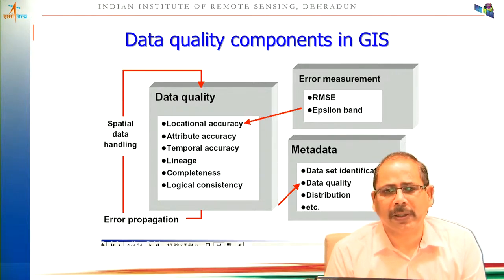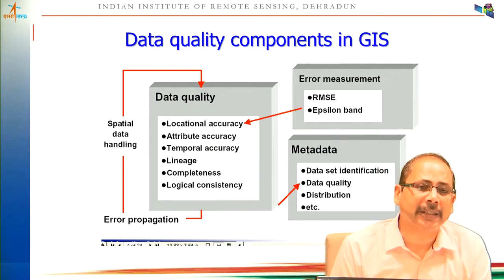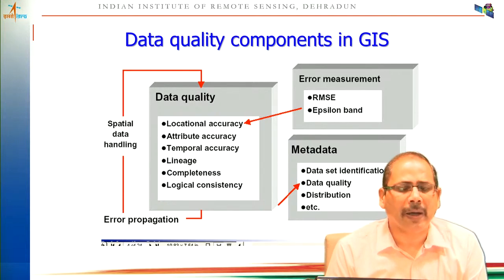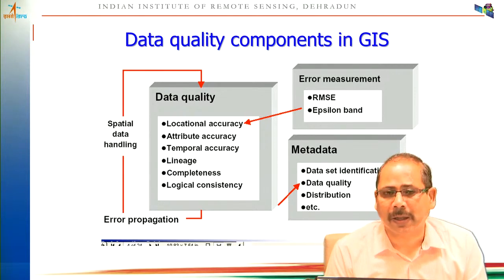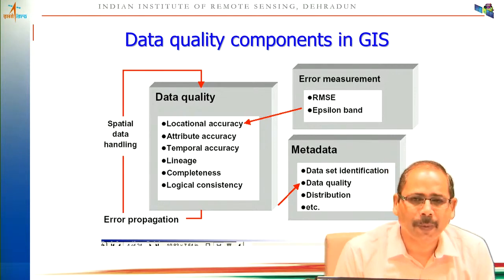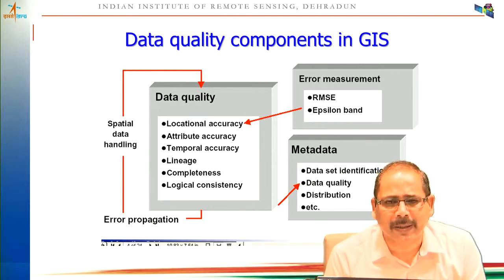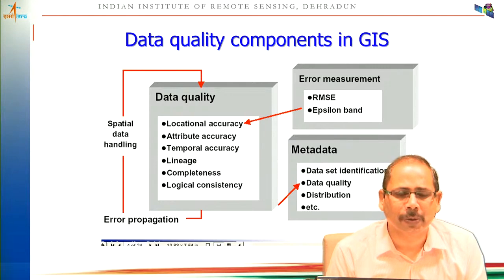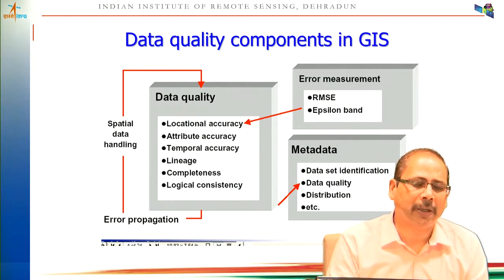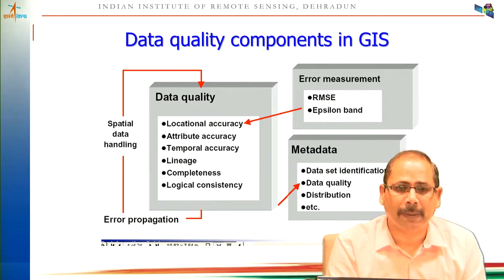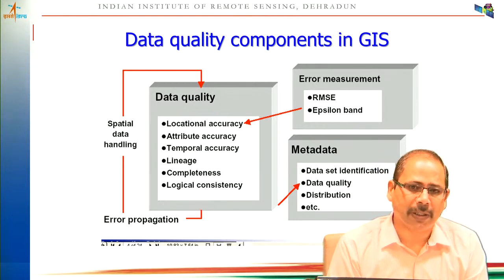Then attribute accuracy. Attribute data is what we collect through ground survey or field based survey. So how we are doing this survey, how we are collecting the data, what our method is, what instrument we have used, who was involved, what the skill set of the human resource was, all these matter for attribute accuracy, and also how this data was transferred to the computer system. This is another parameter.